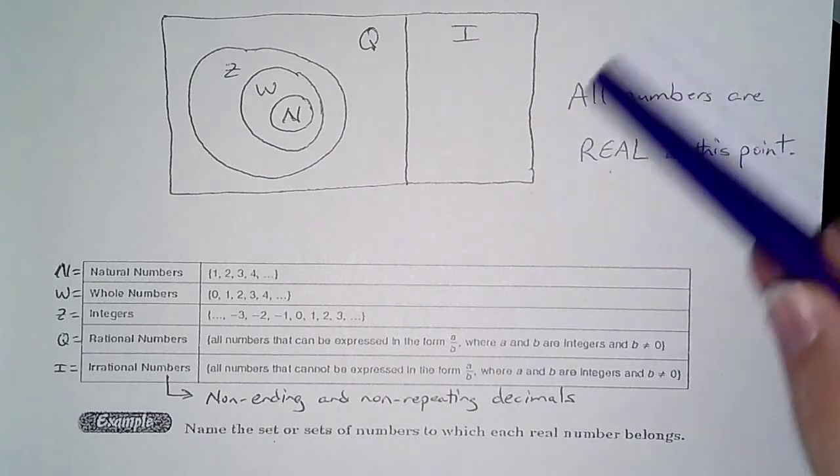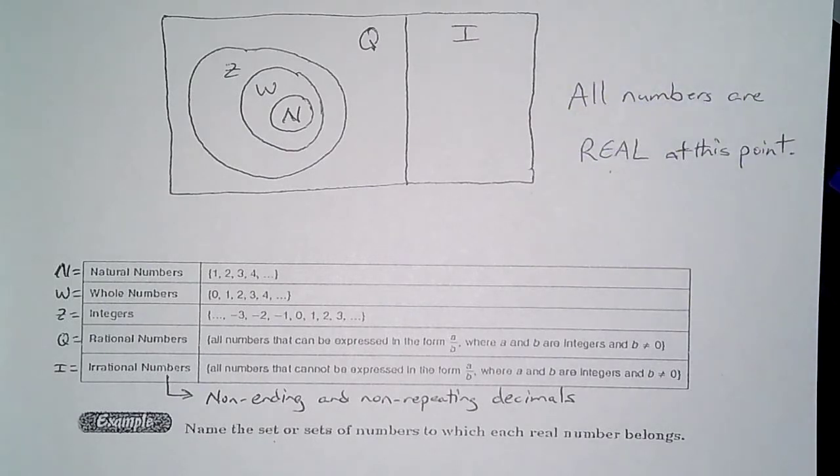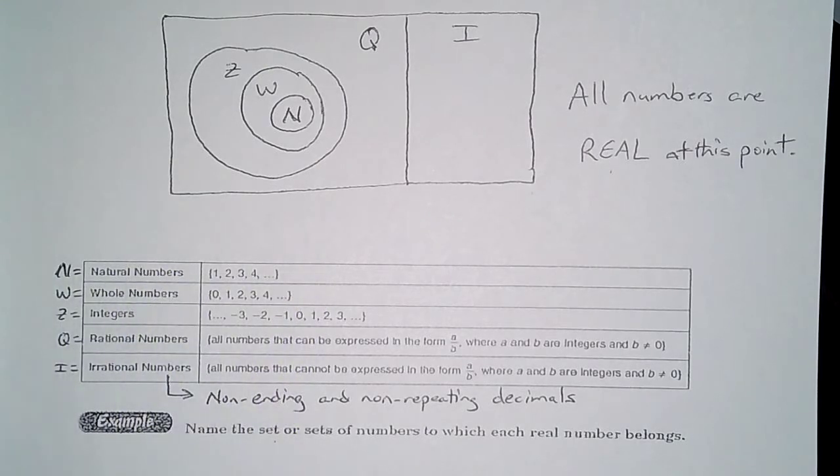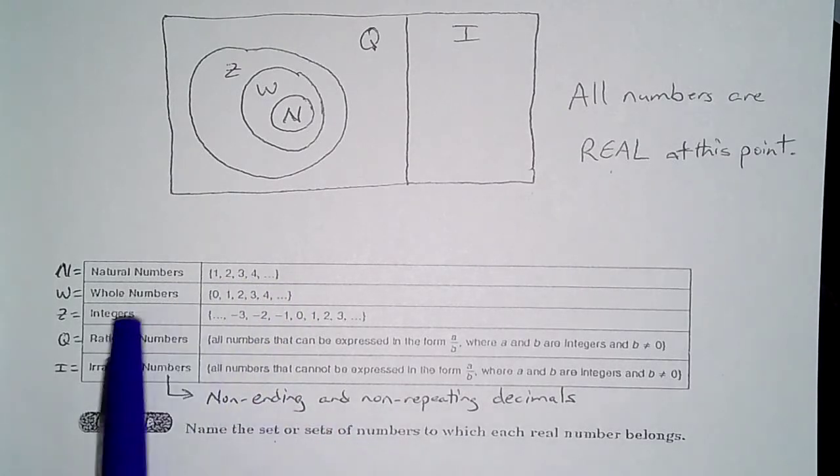Notice all numbers are real at this point. We will get to a point where we talk about imaginary numbers. However, right now, we're just going to focus on those real ones. So, the most basic number we have is sometimes called the counting numbers. These are the natural numbers, and they're the numbers that are used when you're counting things like pennies, the simplest term.